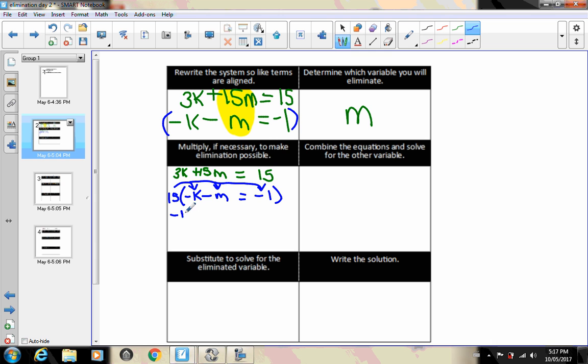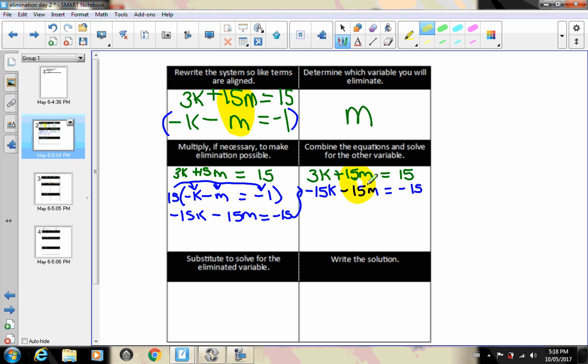So this becomes negative 15k minus 15m is equal to negative 15. Next I'm going to take my first equation, 3k plus 15m equals 15. And then I'm going to take my new equation, the one that I multiplied by 15, and write it here: negative 15k minus 15m equals negative 15. Now after you multiply the equation, in this case by 15, we are able to eliminate a variable. So how am I going to do that?